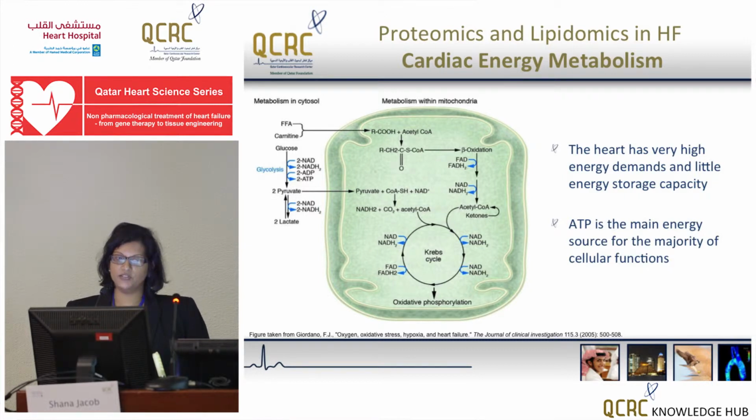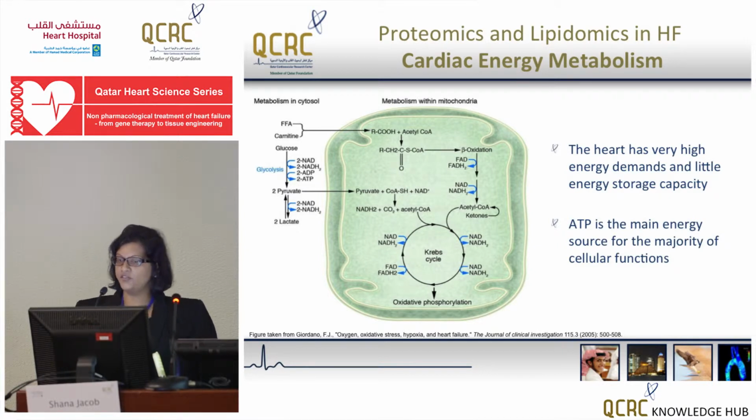Glucose, on the other hand, undergoes glycolysis, gets converted to pyruvate, enters the mitochondrion, gets converted to acetyl-CoA as well, and then goes through the Krebs cycle. The heart has very high energy demands and very little energy storage capacity, and therefore these energy metabolic pathways need to be very dynamic in order to respond to the heart's needs.